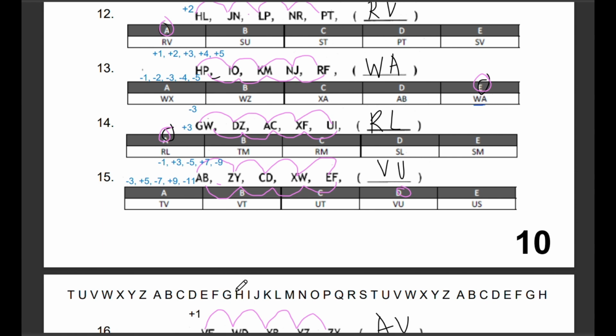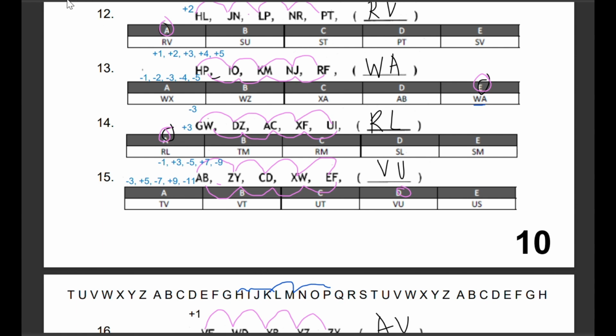Now, how did we arrive at this answer? Well, let's look at the first letters. We see that H plus 1 is I, plus 2 is K, plus 3 is N, plus 4 is R. See the pattern? We're adding 1, then 2, then 3, then 4. So after R, we add 5, which gives us W.